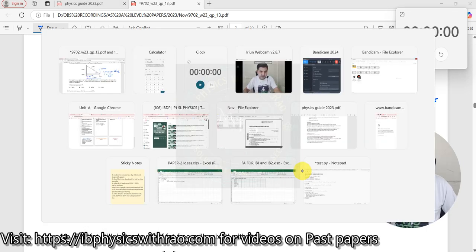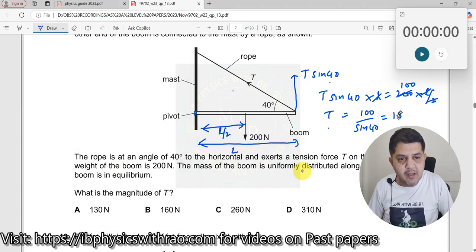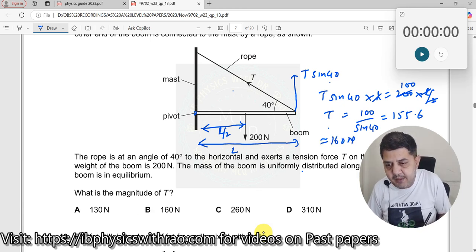155. And what is the decimal you have? 155.57, which is 155.6 I get, right? So now here you see all of them are only two significant figures. The closest value of this one should be around 160 Newton. So B should be the right answer.